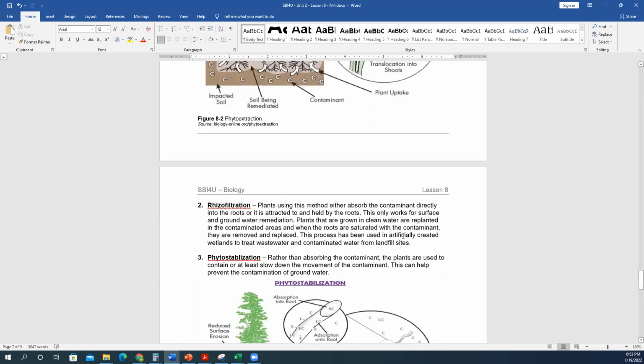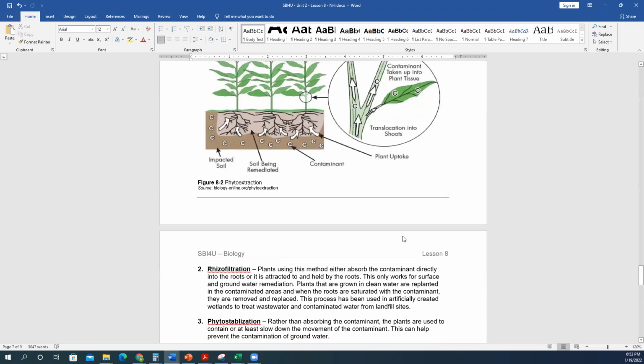if you want to compare and contrast it to that other method of phytoextraction, here it's mostly the roots that are taking up or attracting and holding on to that metal contaminant. In this method, it's not so much the rest of the plants, but it's mostly the root system, hence the word rhizo. Rhizo means root. So this type of process has been used in some artificially created wetlands to treat wastewater and contaminated water that may be coming from landfill sites, water runoff from landfill sites.